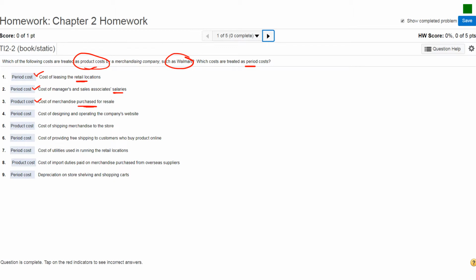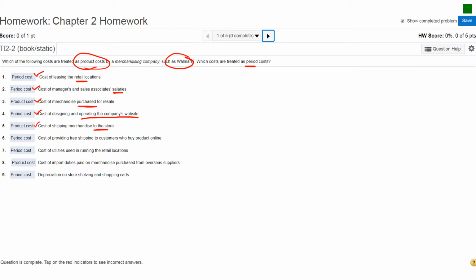Number 4, cost of designing and operating the company's website. Remember, that's for sales. That's for selling the products. So that's going to be considered a period cost. Number 5, cost of shipping merchandise to the store. In this case, because you're paying for the cost to get that inventory to the actual store, that shipping cost is actually part of the inventory cost. So we're going to be calling that a product cost.